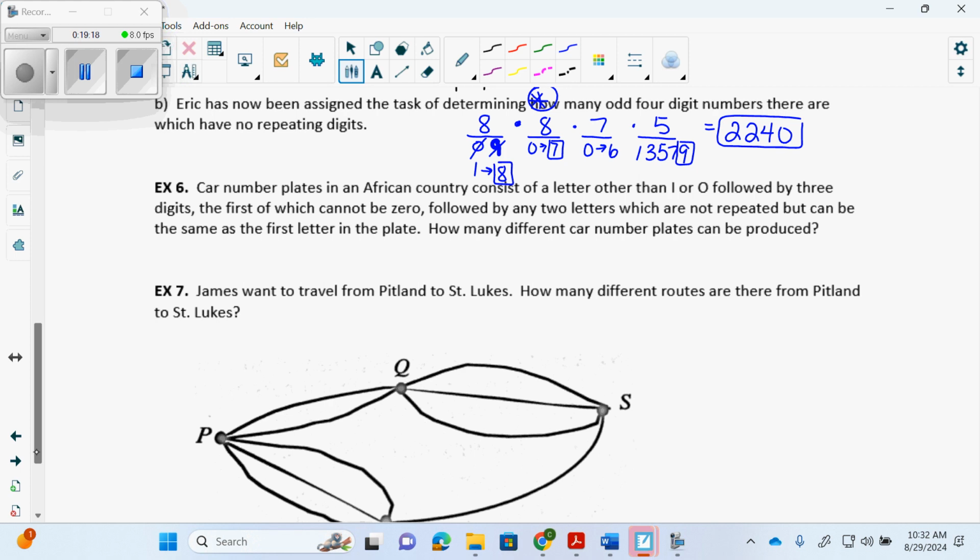Next one says, car number plates in an African country consist of a letter other than I or O. Now let's discuss letters. In the alphabet, there are 26 letters. Of the 26, A, E, I, O, and U are the vowels. In math, we don't discuss Y as a vowel. Y is a consonant, always, okay? Because you would actually have to have a certain Y in a certain instance that makes it a vowel, and that's just confusing and crazy. So A, E, I, O, and U are our vowels. So there's 26 letters. There's 5 vowels and 21.